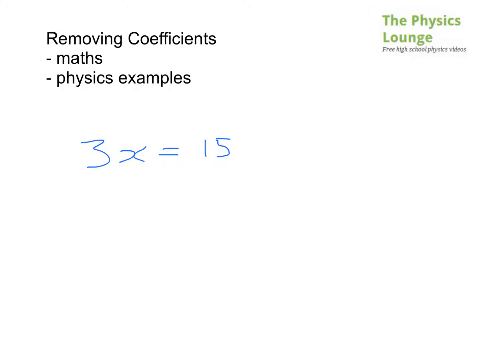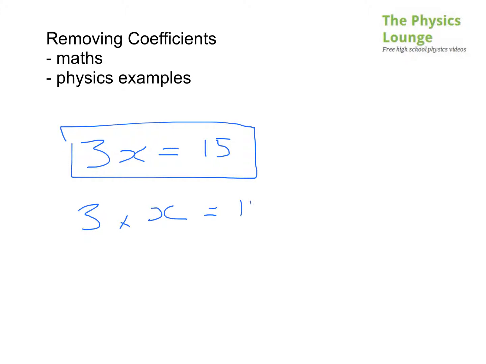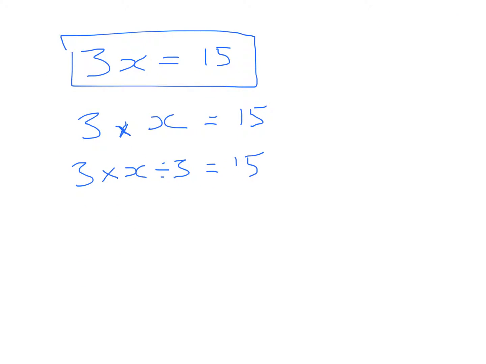So how we do the rearrangement, it helps to understand what this actually means to start with. So this means 3 times x equals 15. Okay, so to get the x by itself, which is the goal of removing a coefficient, we're timesing by 3, so we have to divide by 3. So we could write it like this. We could do 3 times x divided by 3 equals 15, or if we're being a bit more mathematical and physicsy about how we go about that, we would write 3x over 3.